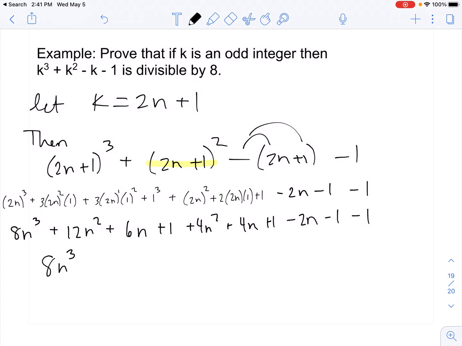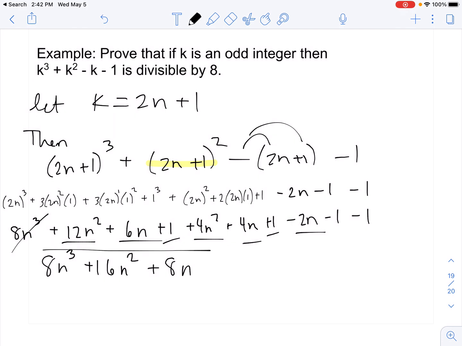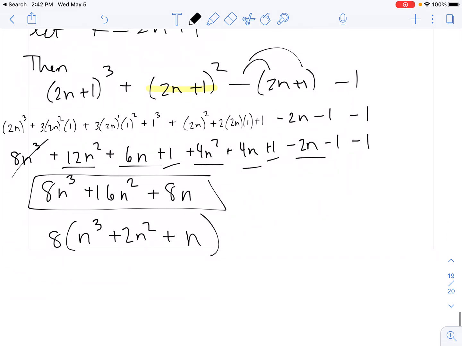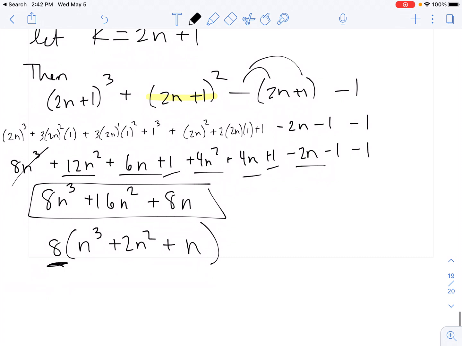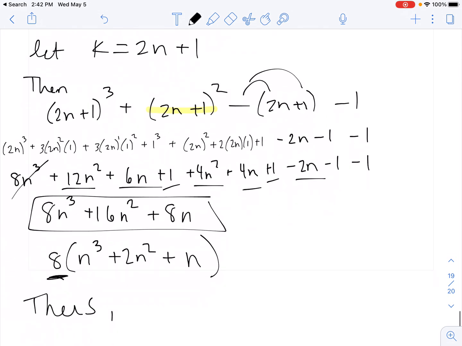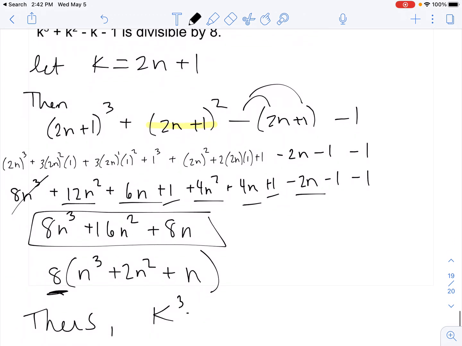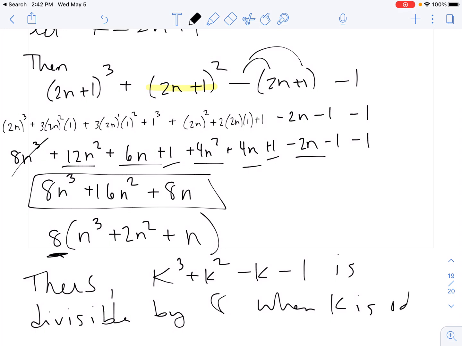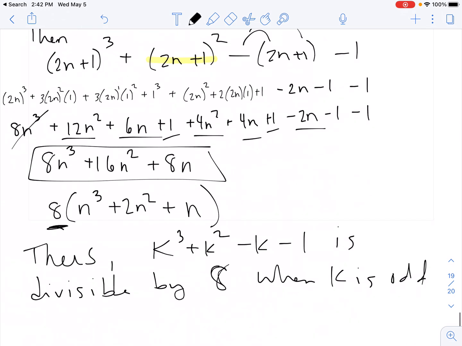Combine like terms, and 8n cubed, we get 12 plus 4 is 16, n squared, I get 10 minus 2 is 8, n, 1 plus 1 is 2, minus 2 is 0. So that whole thing simplified into this, and I can factor out an 8. And so this is divisible by 8. So thus, k cubed plus k squared minus k minus 1 is divisible by 8 when k is odd. I should say when k is an odd integer.